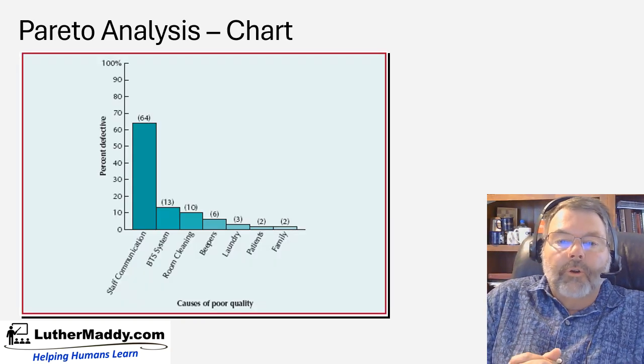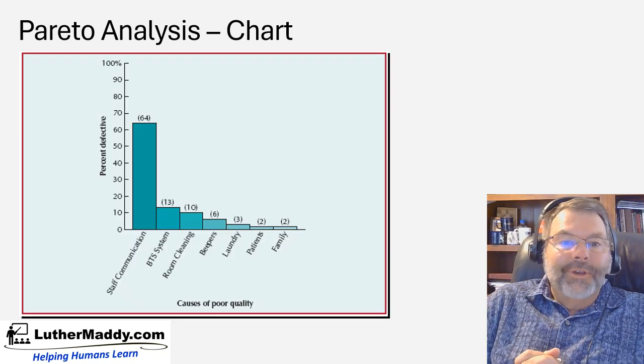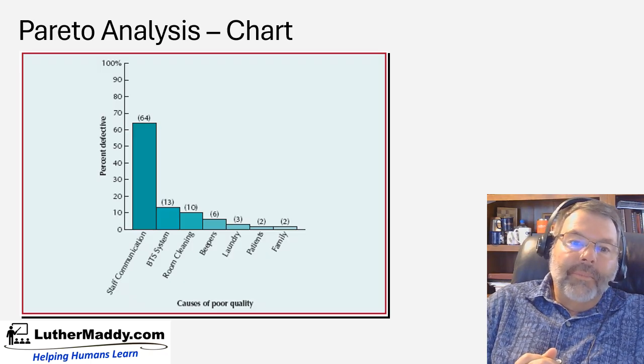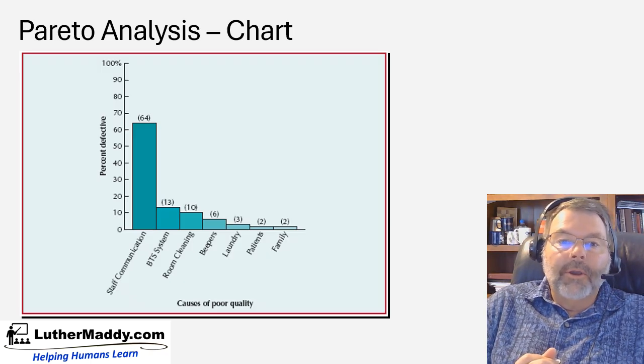Here we see a bar chart or a column chart of the numbers that we saw with the Pareto analysis. In this case, we can see clearly that the system and the staff communication are going to be causing the largest percentage of the problems that we're having in this particular company.